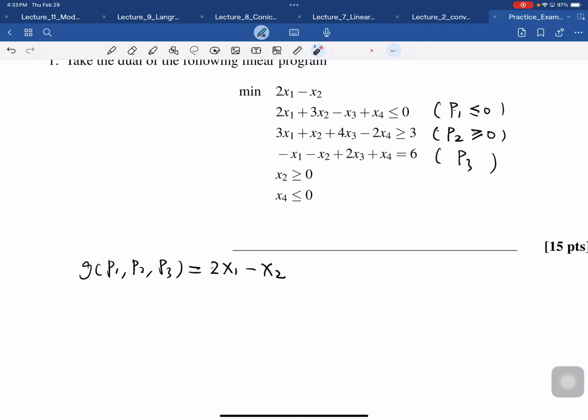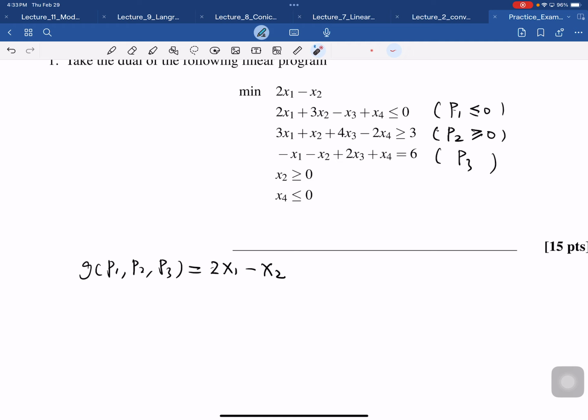Because whenever you want to bring a constraint to the objective, you want to get a lower bound of the objective, right? So since this left-hand side is less than or equal to 0, you want to multiply the negative of this, and then the negative of this times p1 is less than or equal to 0. Right? That gives you a lower bound. Otherwise, it will not be a valid lower bound.